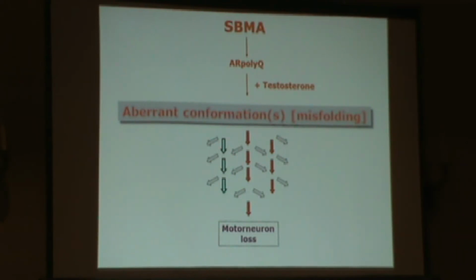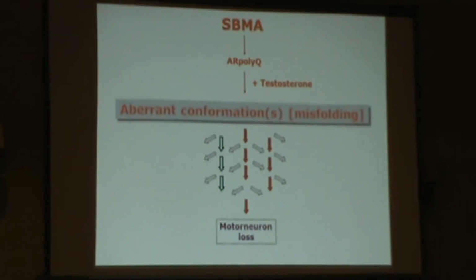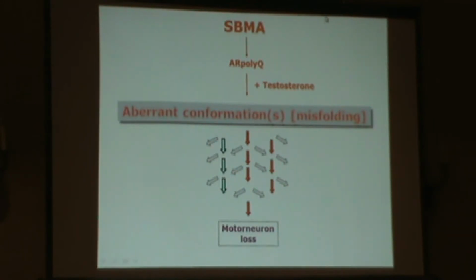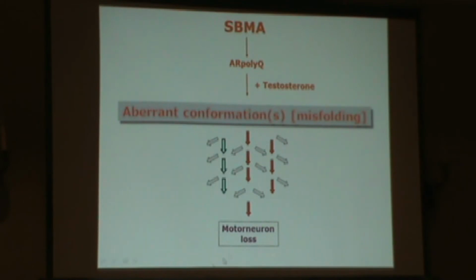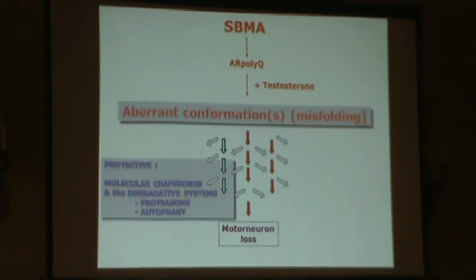So we may have different ways to approach this disease. We can try to counteract the activation of the aberrant conformation by counteracting testosterone here. Or, as has been shown this morning, we can try to counteract the effect of all the toxic species inside the cells, working against the red arrow. Or we can try to potentiate the positive pathway inside the cells. Among these, we know that there are molecular chaperones, and the two major degradation pathways, the proteasome system and the autophagy system, work in this direction. They try to remove the aberrant species formed inside the cells.